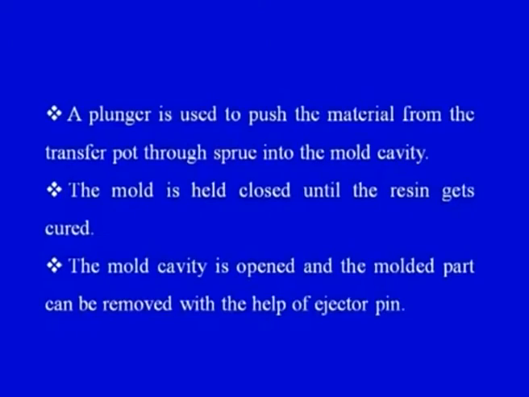Then the mold cavity is opened and the molded part can be removed with the help of an ejector pin. In the diagram that I have drawn, I have shown an ejector pin which can operate from the bottom, and if the final product is sticking to or adhering to the bottom part of the mold, this ejector pin will give a slight tap on the back side of the product and the product would pop or jump out of the bottom part of the mold. So the ejector pins can be used to remove the final product, which has cured and become solid, out of the mold cavity.